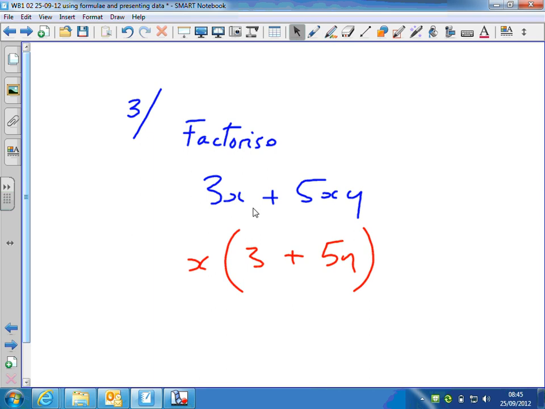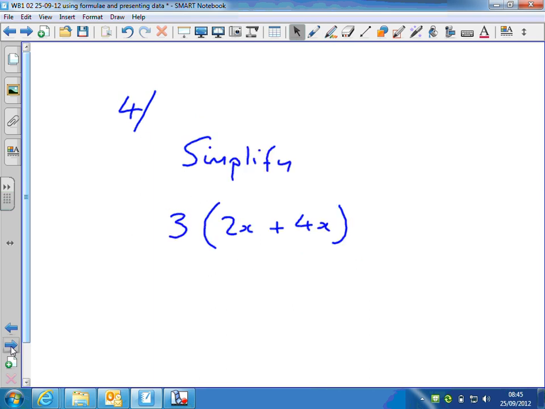I will zoom along, but stop me if you're not sure or you want to add anything. Number 4, simplify this. 2x and 4x inside the bracket. What can I do with them? Make 6x. So this actually becomes 3 times 6x. I've given it away. Of course, no symbol means multiply. So finally, 3 times 6 is 18. So it all simplifies down to 18x.